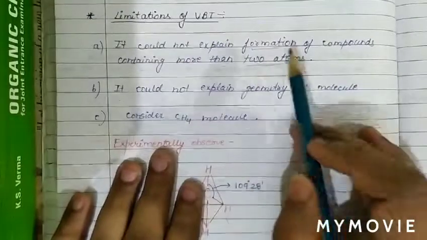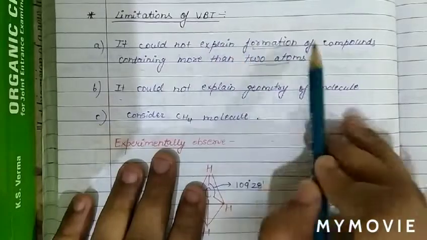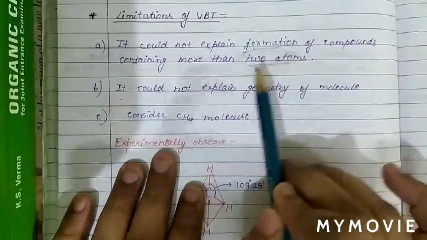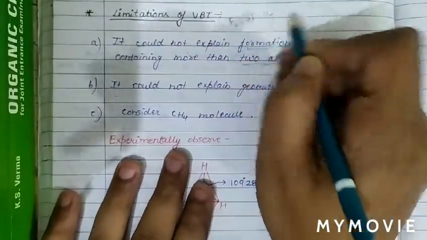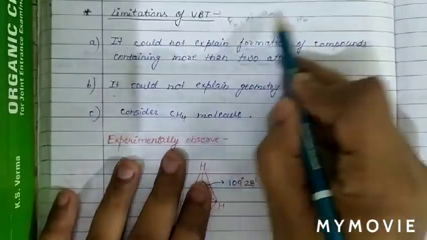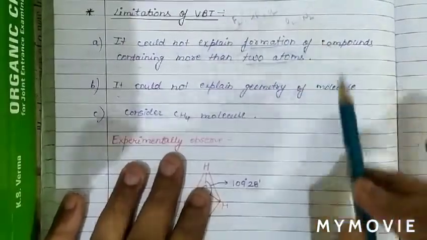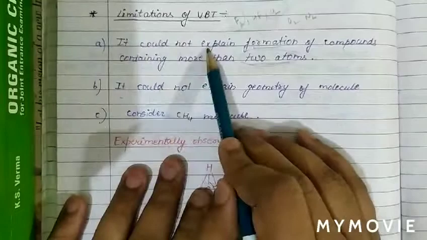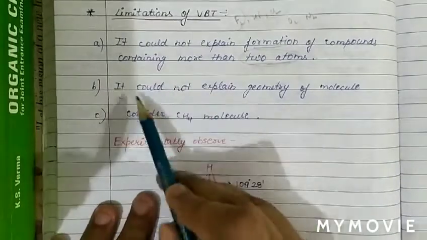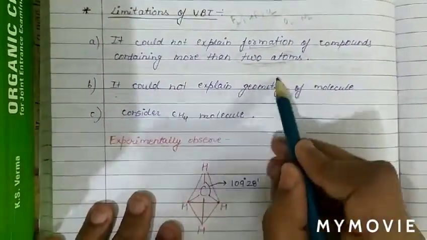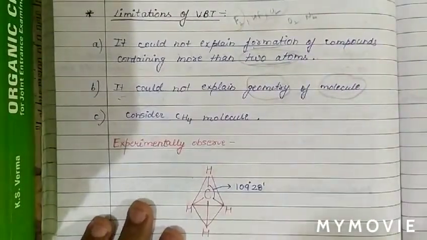As we have seen, valence bond theory could not explain the formation of compounds containing more than 2 atoms. In the examples, we discussed F2, HF, Cl2, Br2, O2, N2, so only 2 atoms are present. The structure of these molecules is discussed by VBT, but it could not explain compounds containing more than 2 atoms. Also, this theory could not explain the geometry of the molecule.